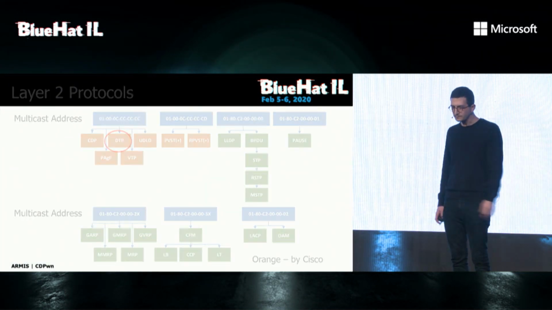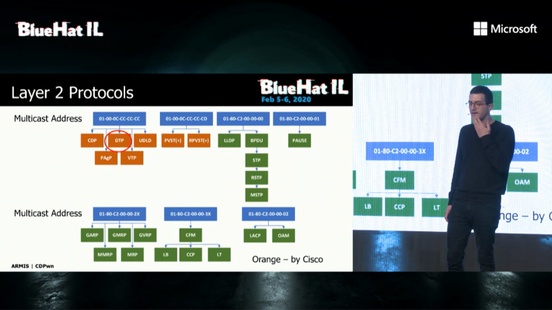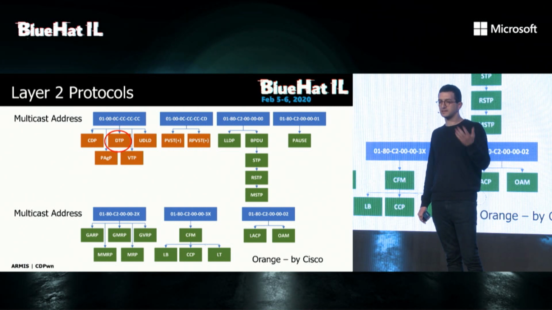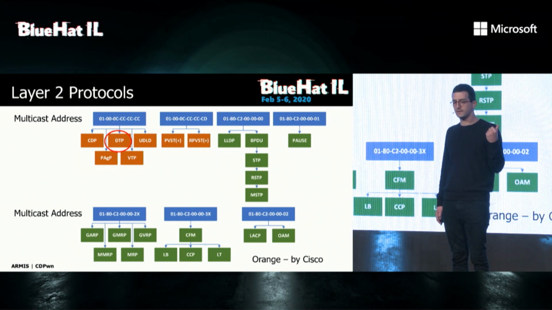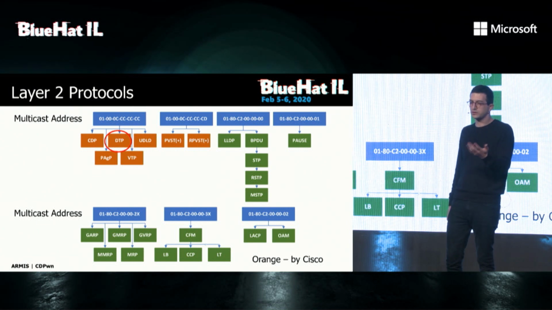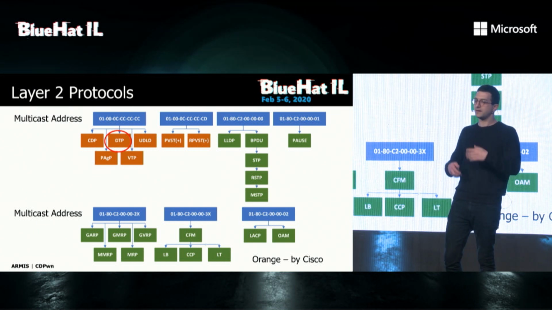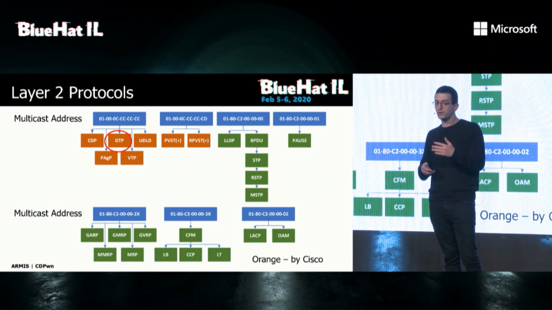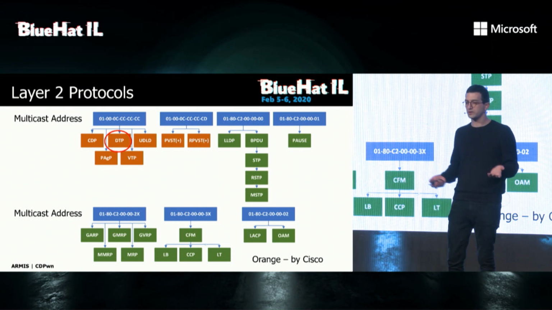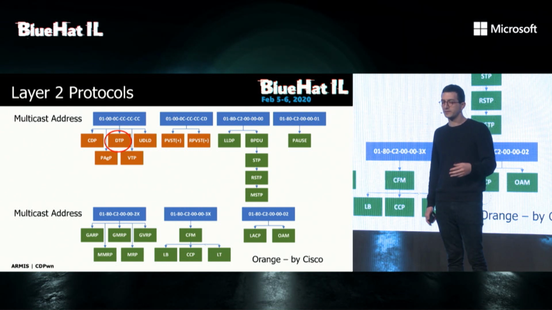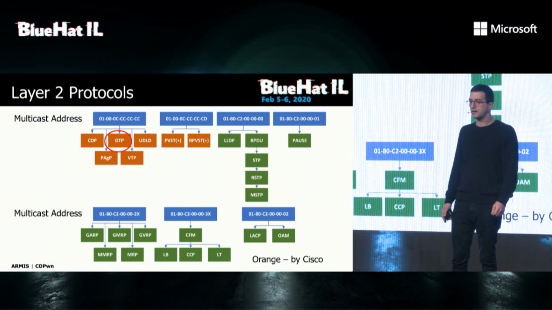So I mentioned the fact that DTP, for example, is a layer 2 protocol that has logical flaws that allow you to move from an access port to a trunk port, but it's not one protocol. There are many of these layer 2 protocols that are used by network appliances, by switches and routers.